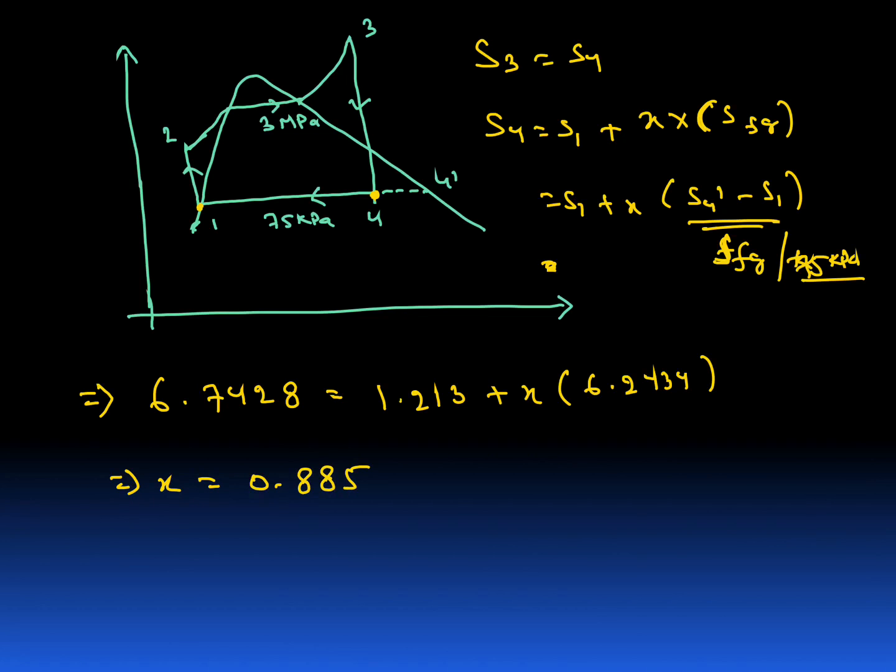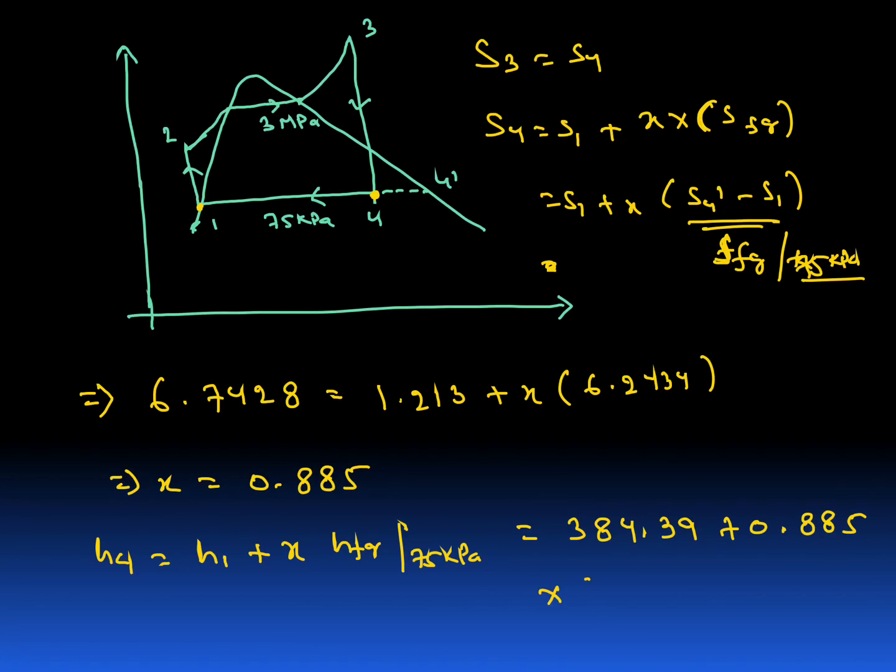Then we will calculate enthalpy at 4 point. H4 is H1 plus X into HFG at 75 kilopascal. So put the value. H1 is HF at 75 kilopascal, its value is given, 384.39, plus the dryness fraction we already got, 0.885, into HFG at 75 kilopascal, which is 2278.6. So finally you will get H4 equal to 2402.55 kilojoule per kg.